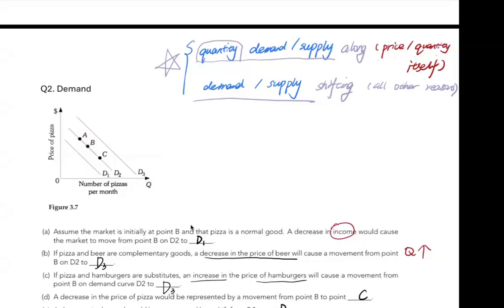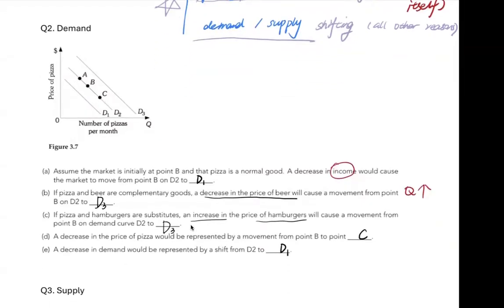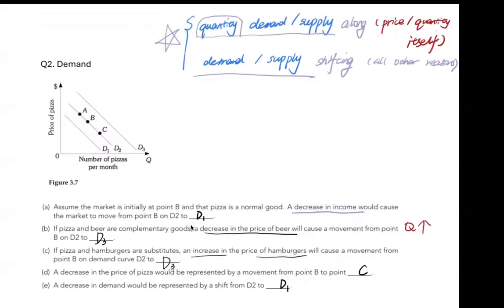Then if we understand this, we can look at the following problem. Firstly, for A, assume that the market is initially at B and pizza is a normal good. A decrease in income. Okay, first, this is not the price of pizza changing, or the quantity of pizza changing. So all other reasons belong to the shifts. And then, would it cause the market to move from point B on D2 to what?